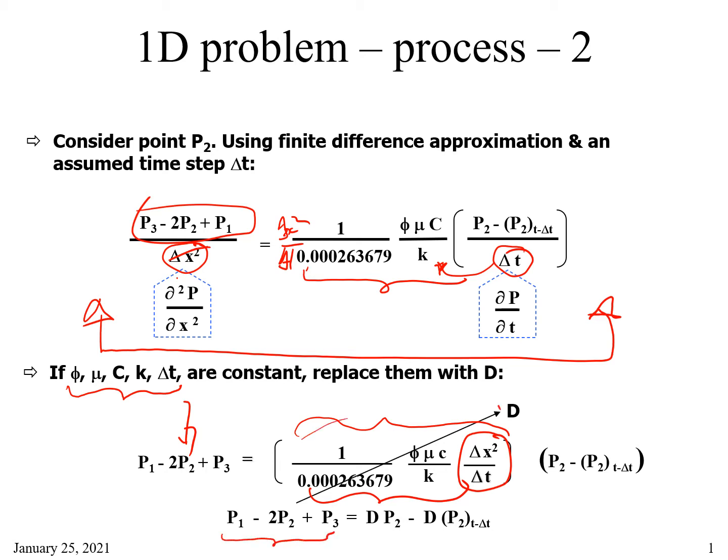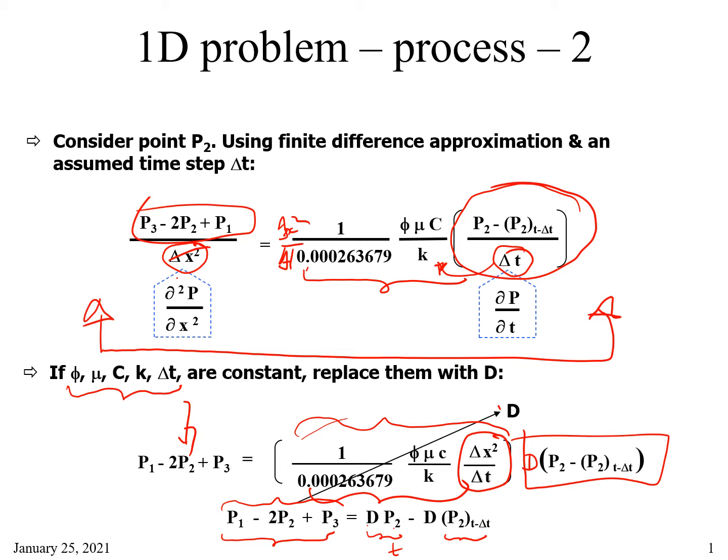This is all D. So D times these two, right? That's all you have. So you can separate it out. D P2. Here, P2 is at what time step? It's at time step T. All these P's are at time step T. That's the current time step. And this P2 is at the previous time step, and it came from this first order backward difference.